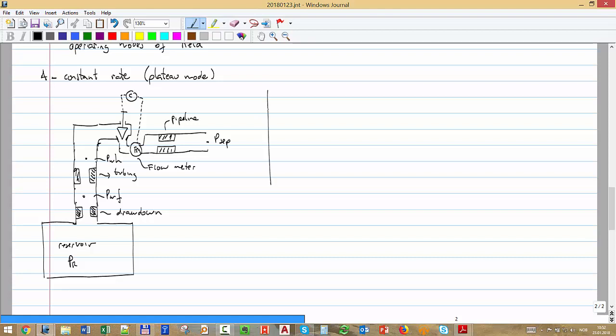And the production profile. Remember, production profile is declining? No, it's constant. Yes? Because I'm forcing it to be constant. I'm saying with this choke, I'm going to force it to be exactly constant.